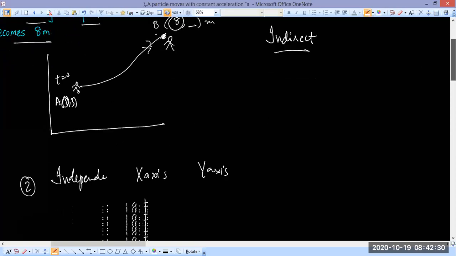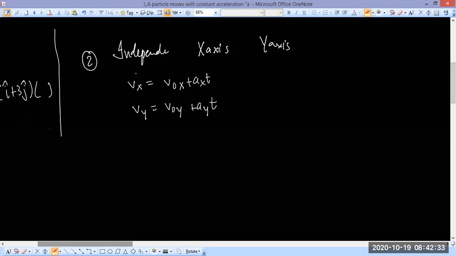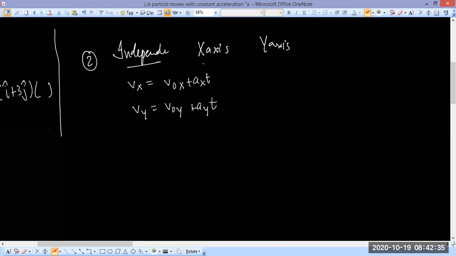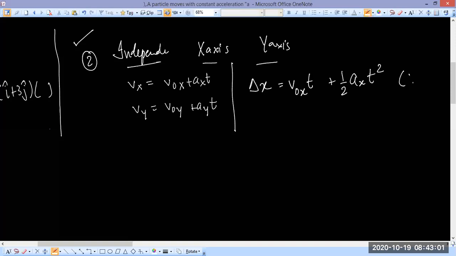So listen to this very carefully. Here is where the independence of x-axis and y-axis gives you an advantage. This is how it is done. My preferred method in this question is this. Let's see how. Keep all this aside, we don't know the time. First we have to use the delta x equation so that we can find time: delta x is equal to v0x t plus half ax t square. Clear? I hope you realize that we are using this second equation of kinematics for x-axis.